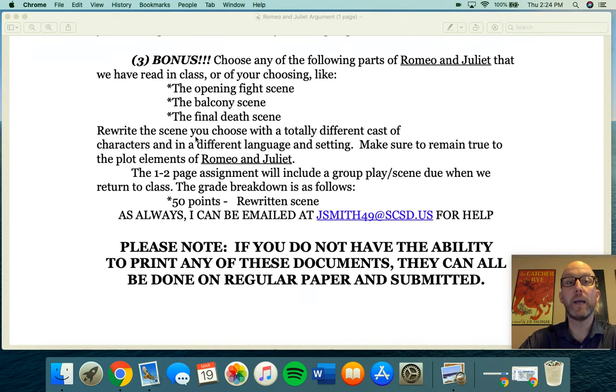Pick that scene and rewrite it with a choice of setting, with a choice of language, with a choice of characters. You might say that you want to pick football players versus drama kids, and that's your opening fight scene. Totally up to you. 1 to 2 pages. Pick it, and normally we would have you guys act it out, but we won't.